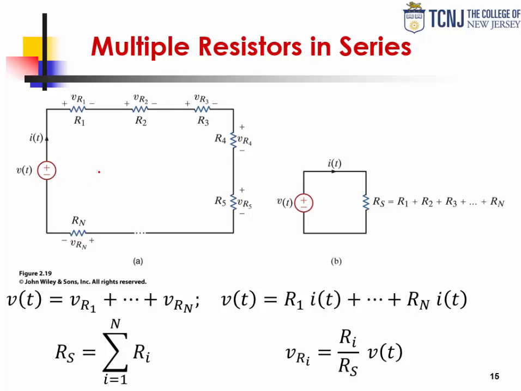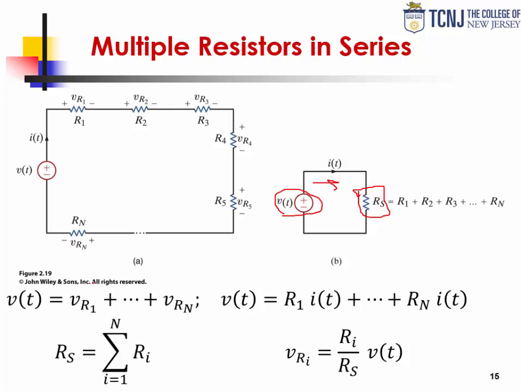What I want to know is, if I substituted all these resistors connected like this by a single one, such that if I apply the same voltage, I would get the same current, what is the value of that resistor? And we'll see that the value of that resistor is simply the sum of all the resistors. How do we get there? Well, we get there by, again, applying Kirchhoff's voltage law, and by writing the voltage equation around the loop. And we get this equation.